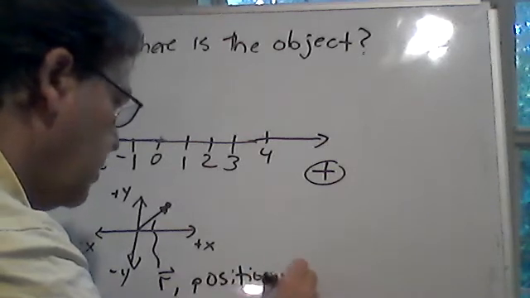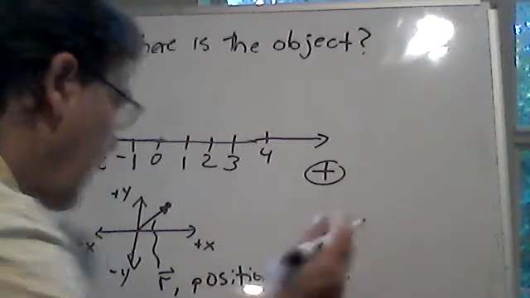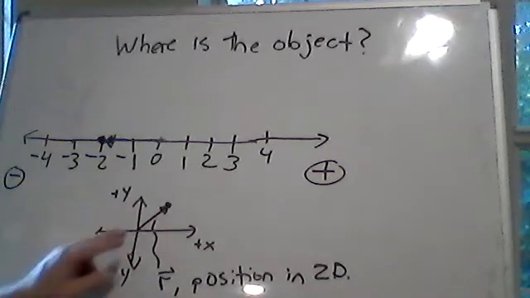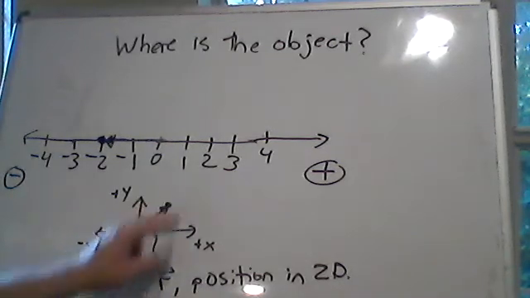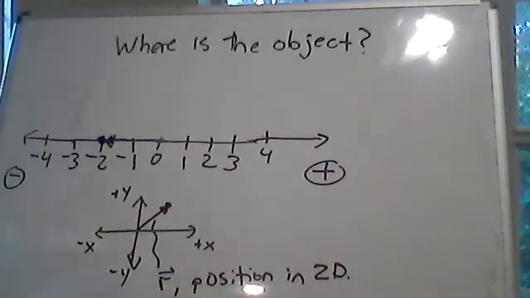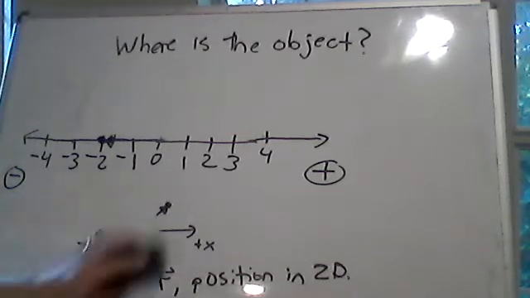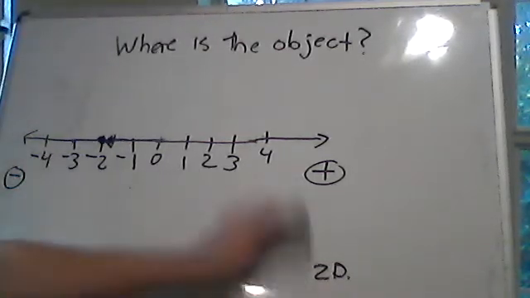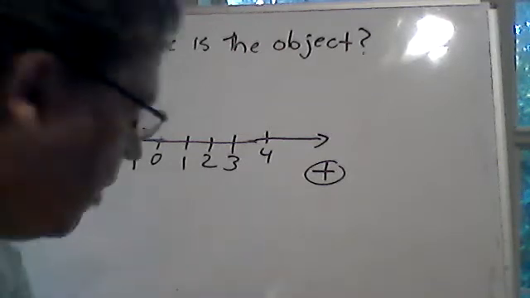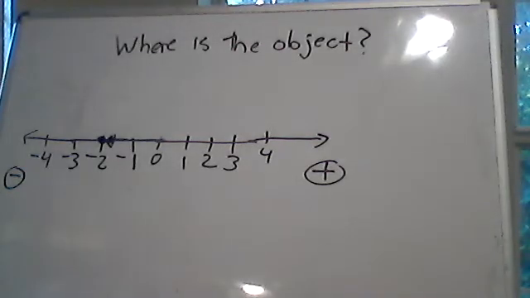And that would be my position in 2 dimensions. So again, every vector has got to be referenced to the coordinate system, to the origin. All right? So again, we talk about position. Position is where the object is. How can I describe the location of the object with respect to a coordinate system? That is called the position.